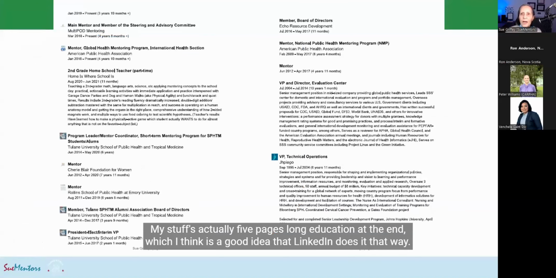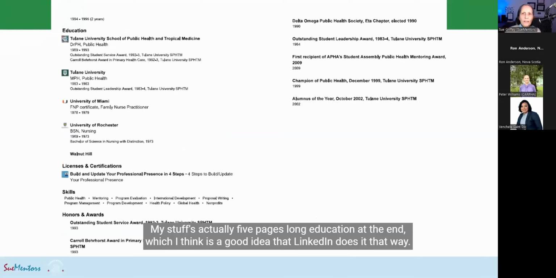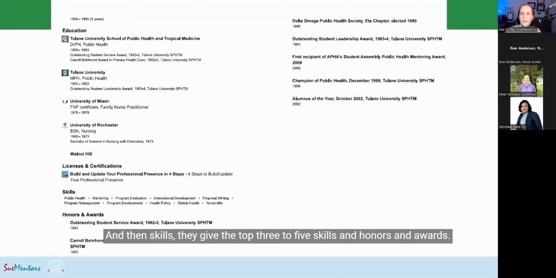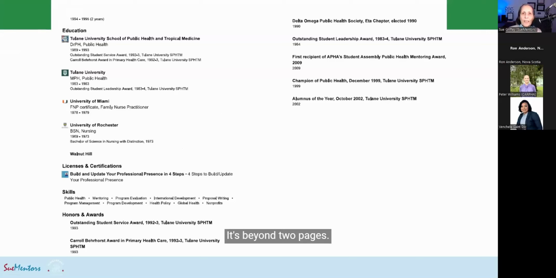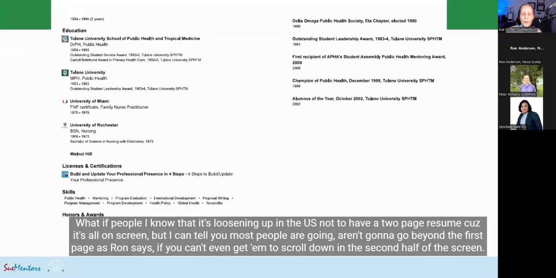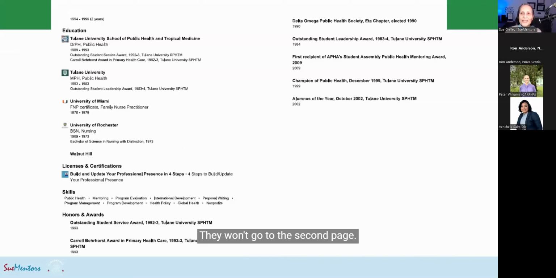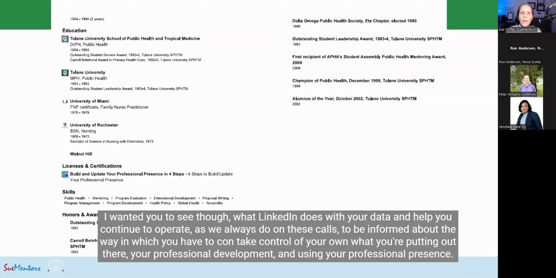My stuff's actually 5 pages long, education at the end, which I think is a good idea that LinkedIn does it that way. And then skills, they give the top 3 to 5 skills and honors and awards. So I'm sitting there saying to myself, they're offering to build a resume. It's beyond 2 pages. I know that it's loosening up in the US not to have a 2-page resume because it's all on screen, but I can tell you most people aren't going to go beyond the first page, as Ron says. If you can't even get them to scroll down in the second half of the screen, they won't go to the second page.